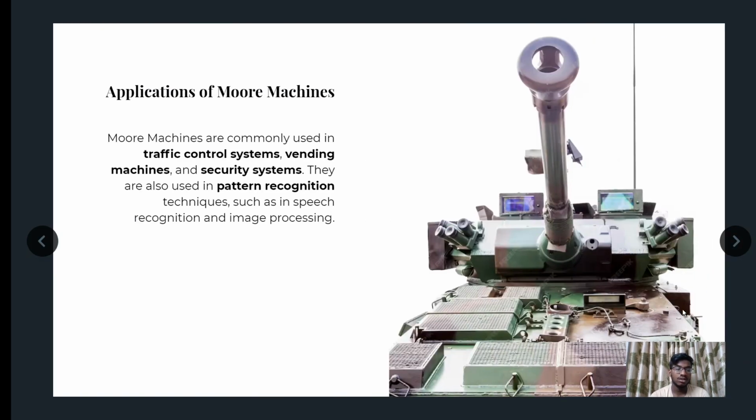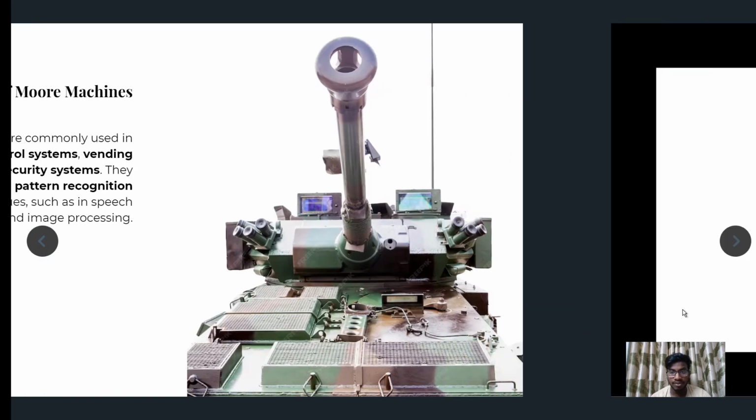Applications of Moore machines. There are different applications of Moore machines. Moore machines are commonly used in traffic control systems because in a Moore machine the outputs only depend upon the current state. We also use Moore machines in vending machines and security systems. They are also used in pattern recognition techniques such as speech recognition and image processing.